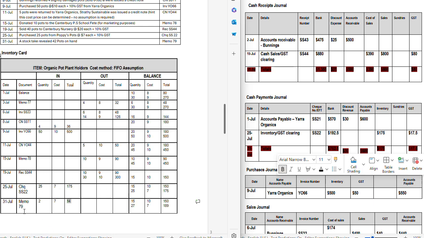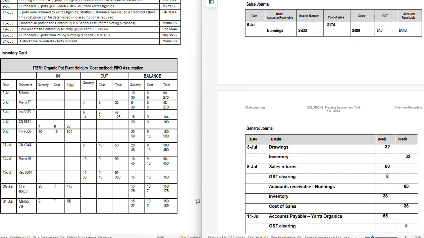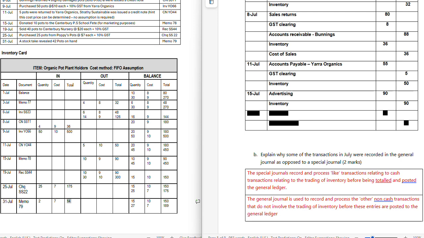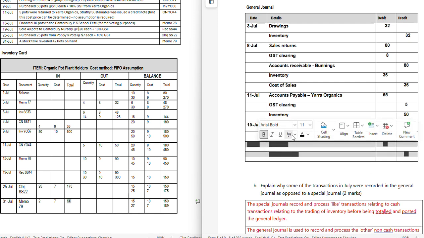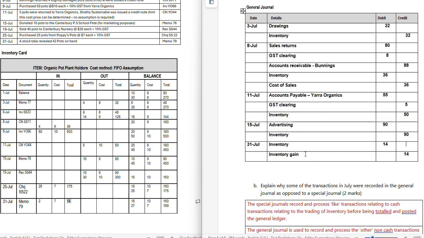So therefore, again, losses and gains aren't catered for by our special journals. So we're going to GJ that. So let's go across here. Because it's a gain, inventory will be debited, and we need to create an account called inventory gain, which is revenue, and that is going up by $14.